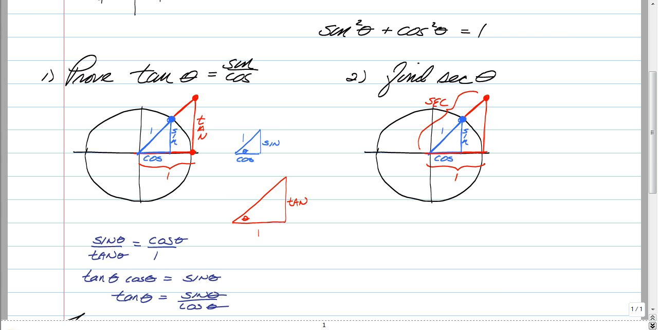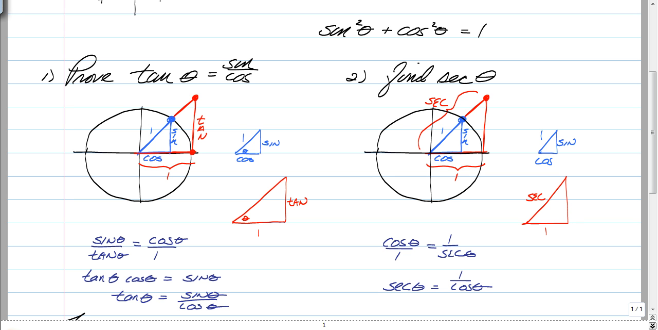So, using that same type of philosophy, I would like you to find the secant of theta using similar triangles. It's already drawn for you. It's very similar to the one you just saw. I want you to find the secant of theta. Go for it. Give it a try.